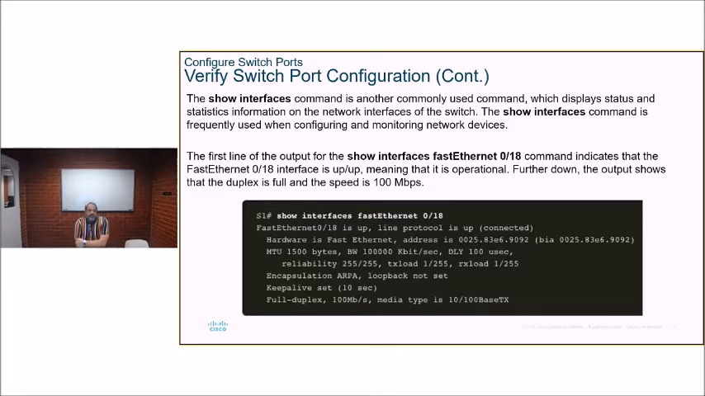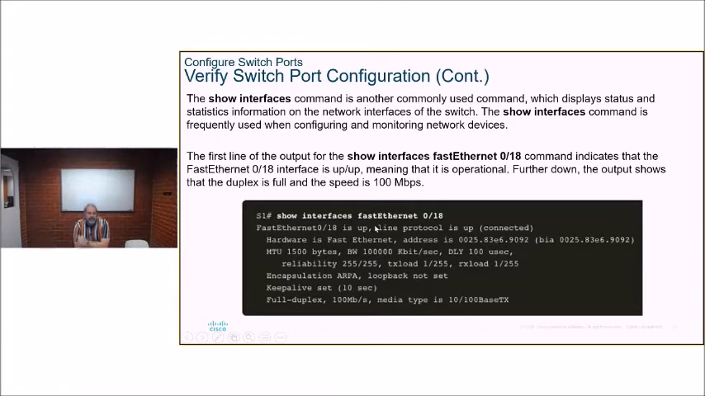Now, the show interfaces command is another commonly used command which displays status and statistics information on the network interfaces of the switch. The show interfaces command is frequently used when configuring and monitoring network devices. The first line of the output indicates that the switch's Ethernet 0/18 is up and up, meaning that it's operational.